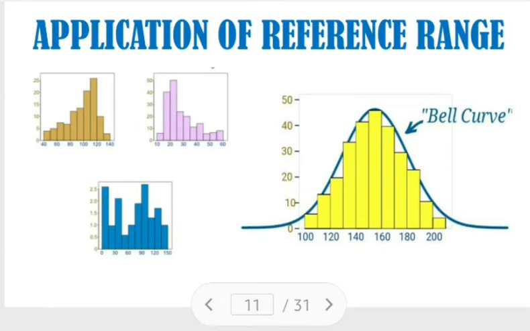Next, application of reference range. Data can be distributed or spread out in different ways. It can spread out more on the right side of the graph or on the left side of the histogram, or it can be all jumbled up on the histogram. But there are many cases where the data tends to be around a central value with no bias, like this one, the yellow histogram. The yellow histogram shows that some of the data follows it closely but not perfectly, which is usual in a dataset.